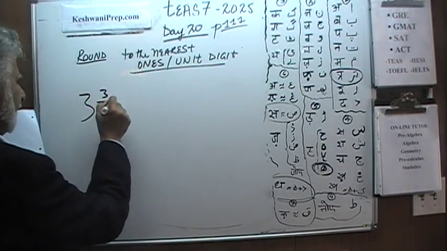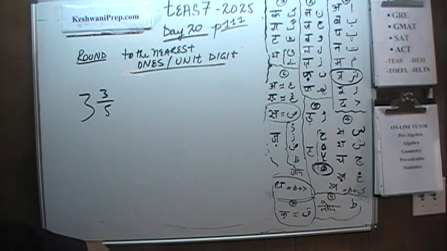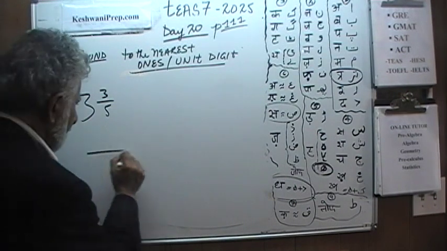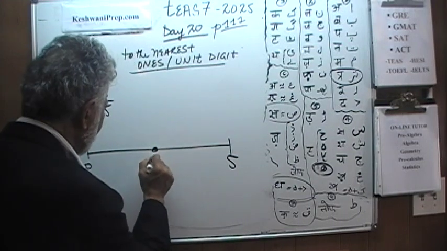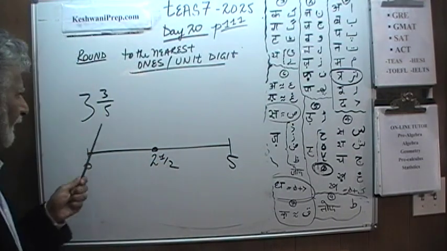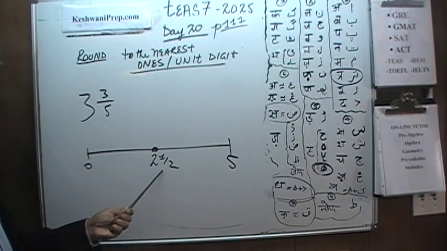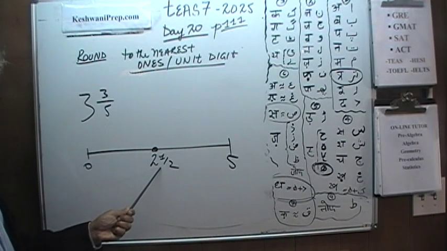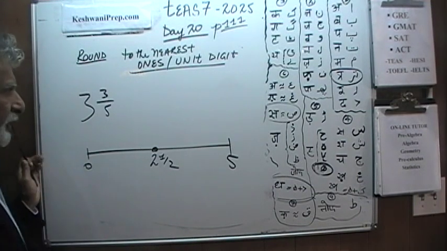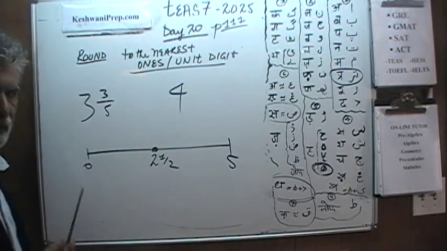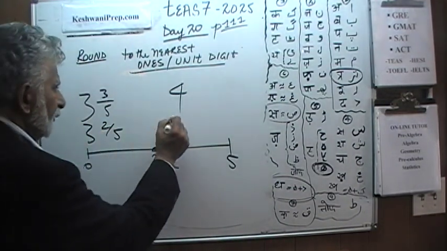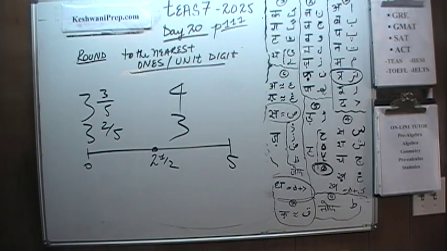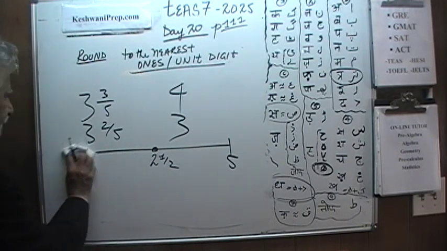How about 3 3/5? Well, now we're dealing with 5, so we go from 0 to 5, and the halfway mark is 2.5. Is this guy equal to or more than this guy? Of course, 3 is equal to or more than 2.5, so when you round it to the nearest unit digit, it becomes 4. On the other hand, 3 2/5 would have remained 3. Let's do one more.